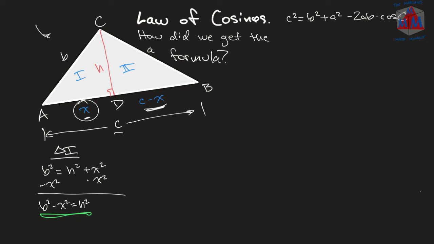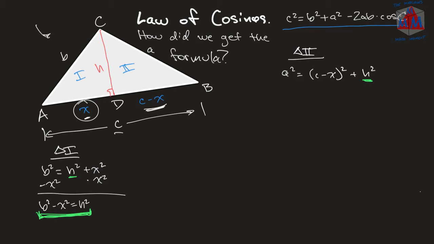So I'm going to do the same thing for triangle number 2. I'm just going to start up here. So what's the Pythagorean theorem relationship for the sides of triangle 2? Well, I have a squared, which is the hypotenuse over there, equals (c minus x) squared, okay, plus h squared. So I'm going to do two things here. One, you notice we have an h squared here, and we had an h squared in triangle number 1. And I have some way to replace h and get rid of it because I want my formula to end up just in terms of triangle ABC.